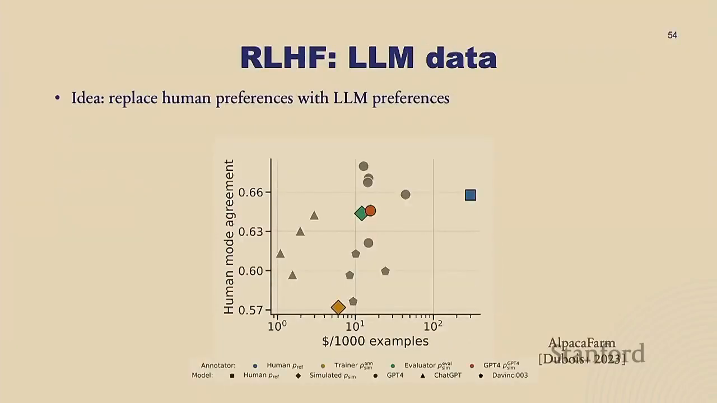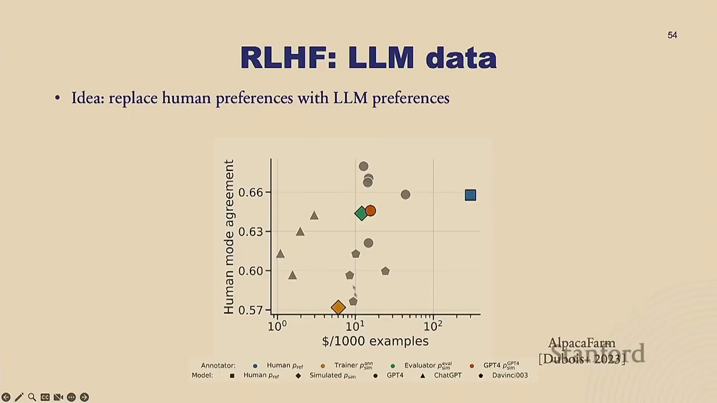So what we did last year, again the same thing as Alpaca, was the idea that since there are challenges with humans, maybe we can just replace them with LLMs. So we simply replaced human preferences with LLM preferences. I'm just realizing that the slides are not centered.